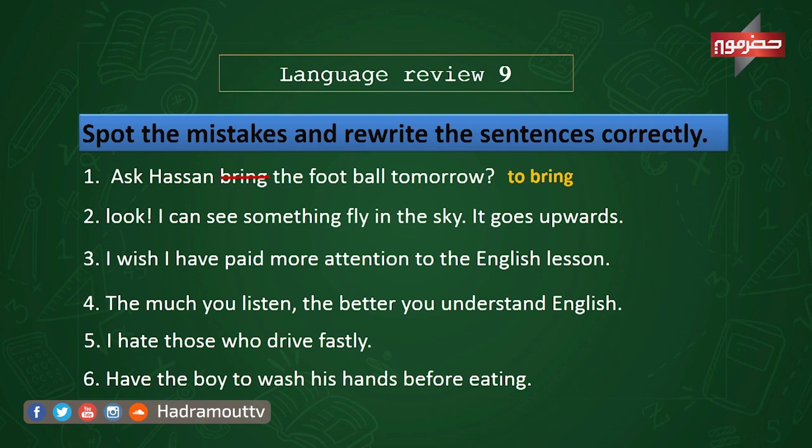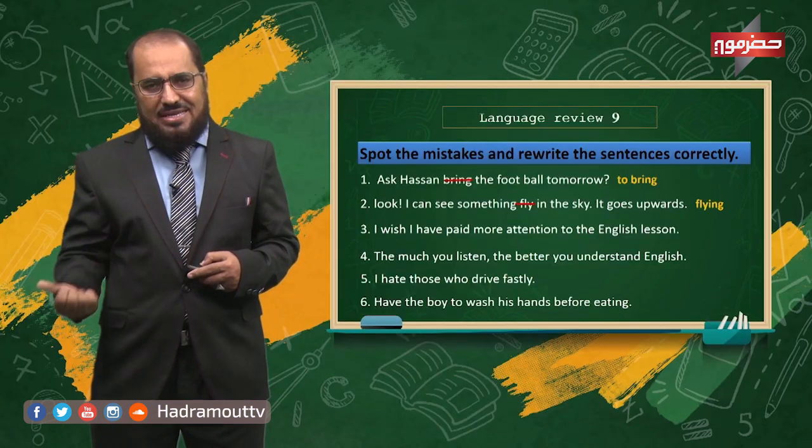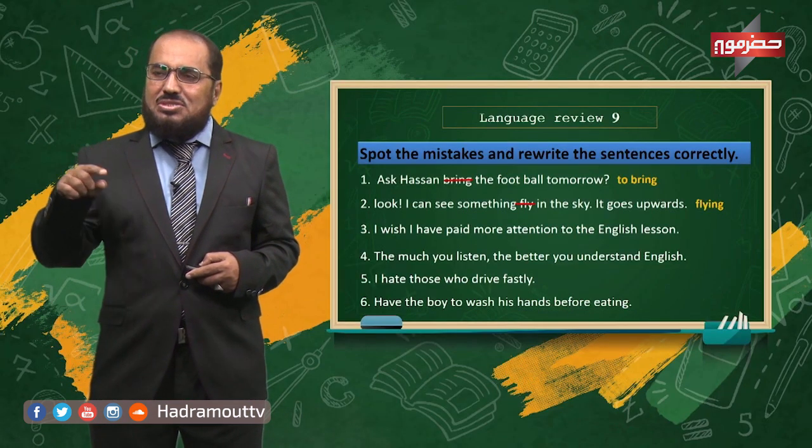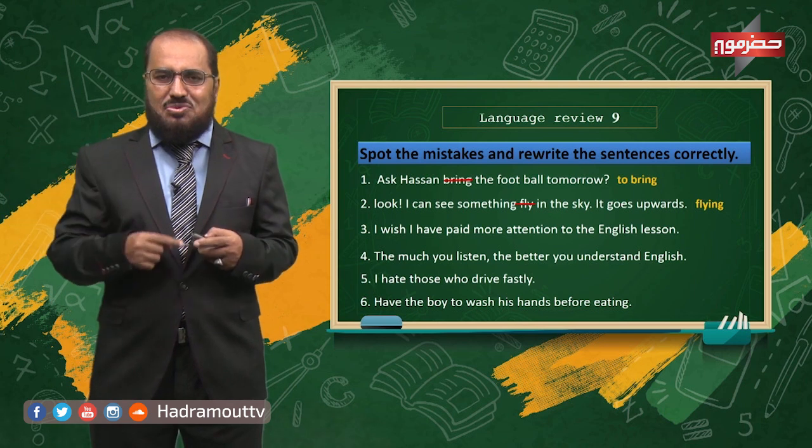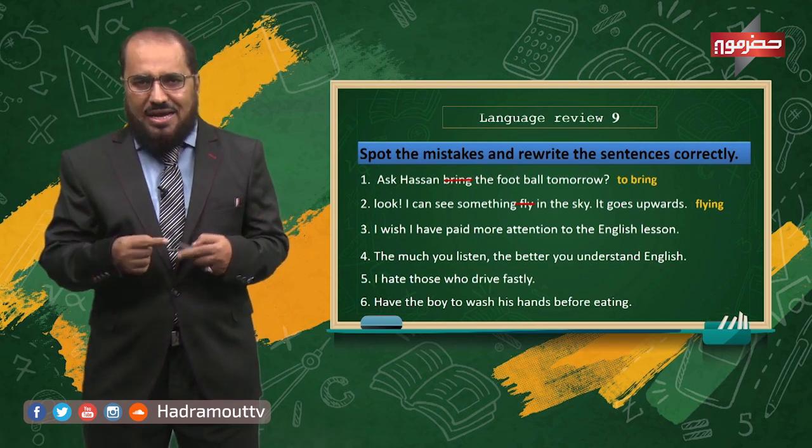Number 2. Look, I can see something fly in the sky. It goes upwards. What's wrong? Where's the mistake? Okay? Fly. Why fly? What should be? Flying. Continuous here. We have already completed it. Okay? Continuous. Flying, not fly. Why? Because it goes upwards, still moving, still going up.